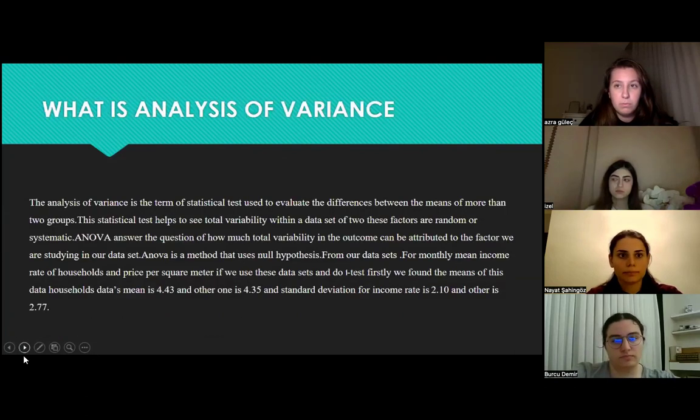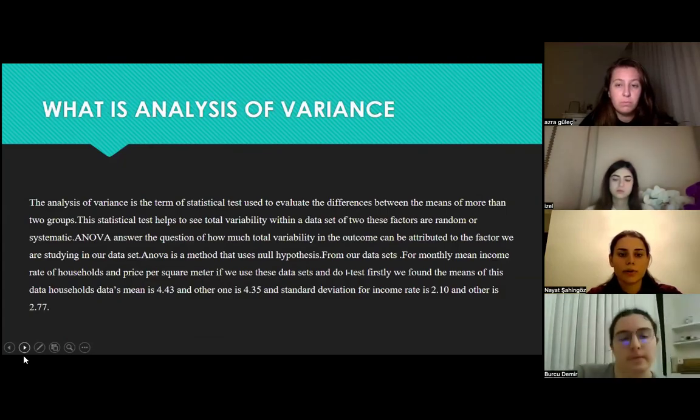We can say that. For analysis of variance, ANOVA is a statistical test used to find differences between the means of two groups. ANOVA answers the question of how much total variability there is in the outcome. For our values, the household data mean is 4.43, the other one is 4.35, and the deviation is 2.10, and the other one is 2.77. That's all for my part.